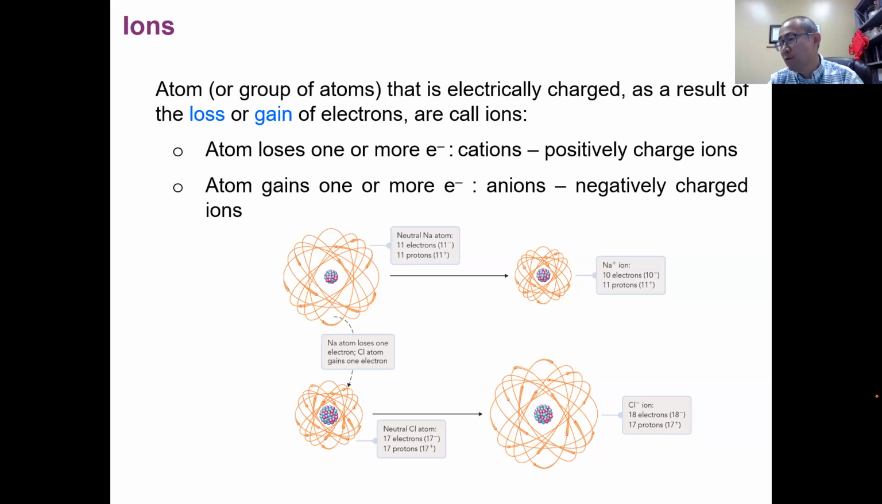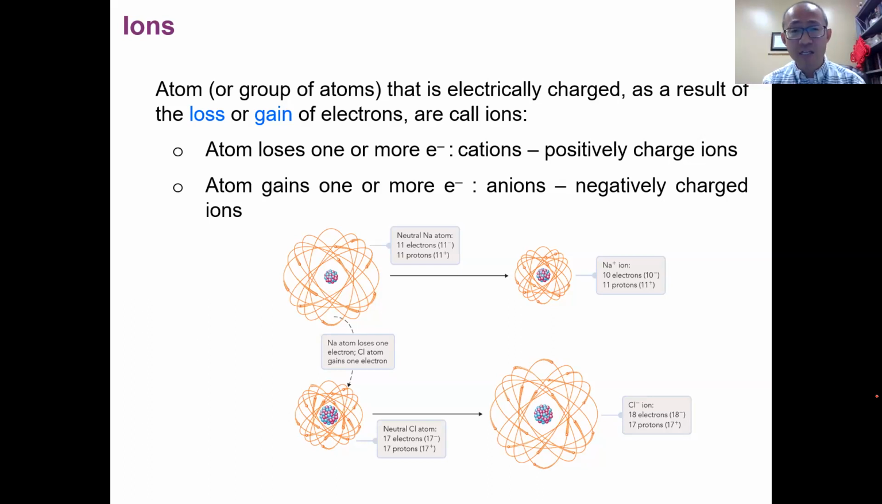Now, in this chapter, we're talking about the achievement of the octet through losing or gaining electrons. So what happens when an atom loses or gains electrons? We know atoms are neutral. But when they lose electrons, they become positive, and when they gain electrons, they become negative. So when you lose or gain something negative, you become charged, because originally all atoms are neutral, with the same number of protons and electrons.